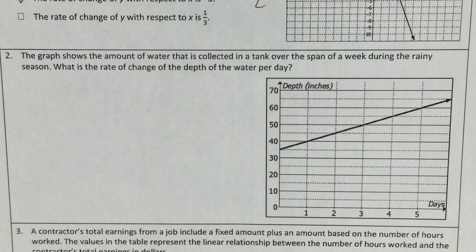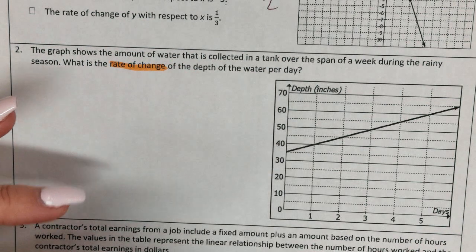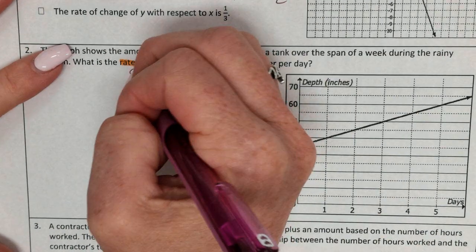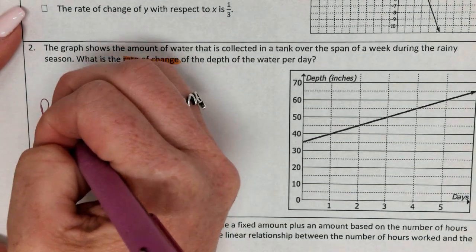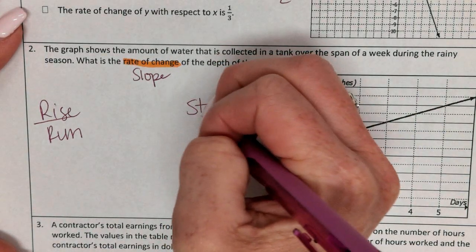All right, number 2. The graph shows the amount of water that is collected in a tank over the span of a week during the rainy season. What is the rate of change? So again, you're going to keep hearing those words over and over. Rate of change means slope. So you have two options. You can do rise over run, or you can use your stat button.